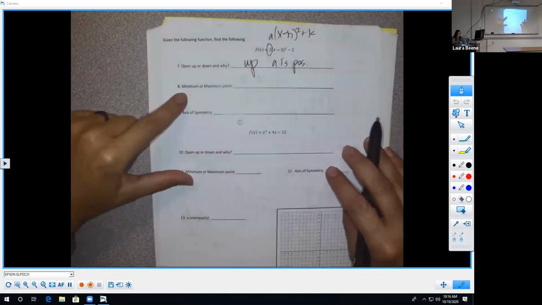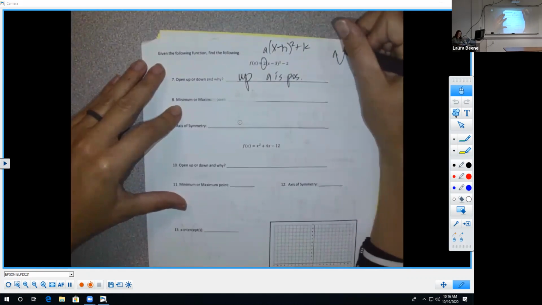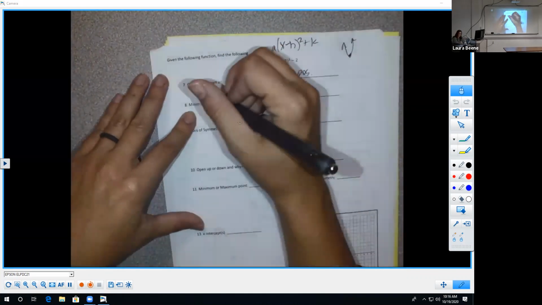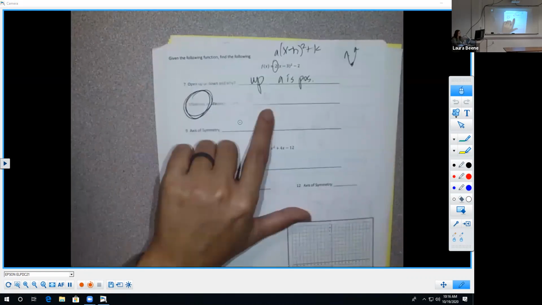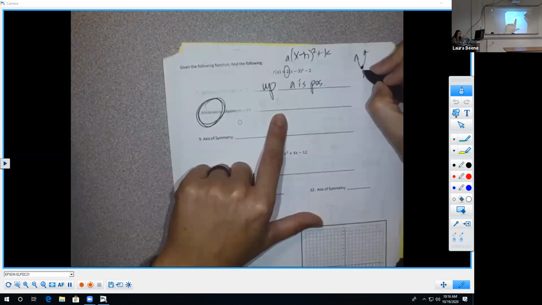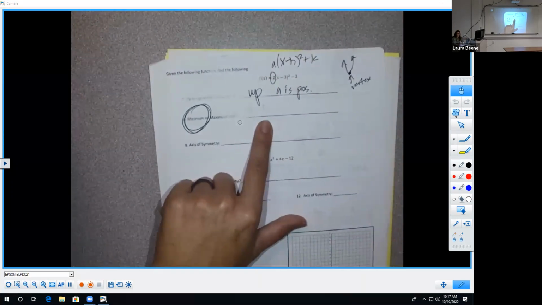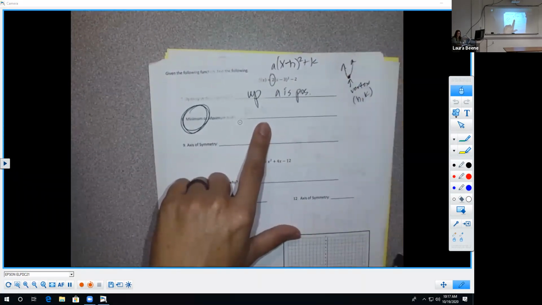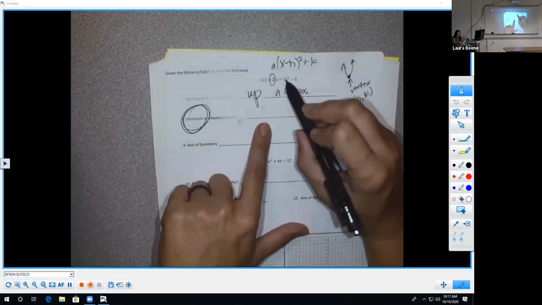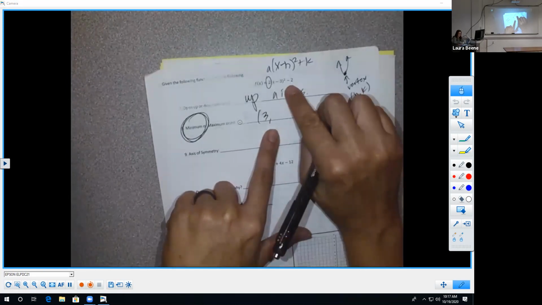Okay, does this have a minimum point or a maximum point? If it opens up, it has a bottom point, a minimum point. And what is the minimum point? Yeah, the name of this is the vertex. So I'm looking for the vertex here. How do you find the vertex when your equation looks like this? It's the h and the k, right? So h, k, what's my h value? 3. What's my k value? -2.